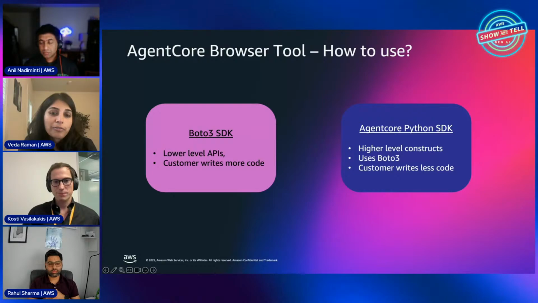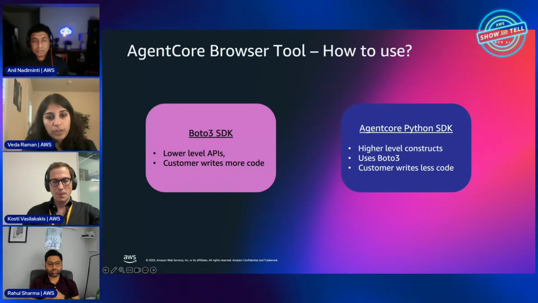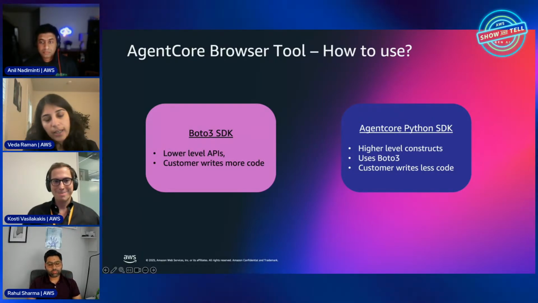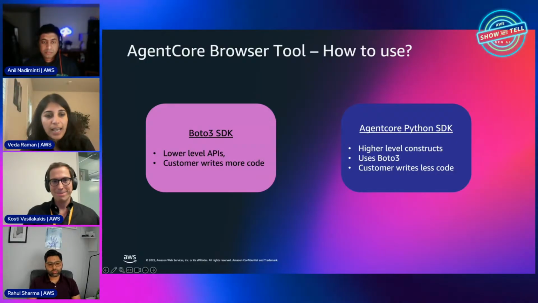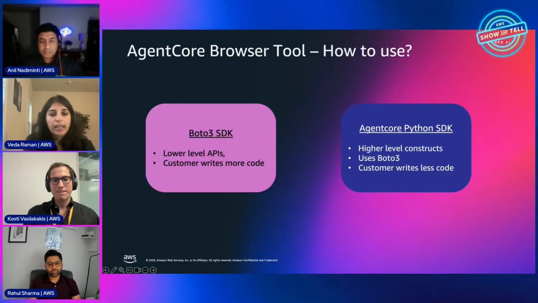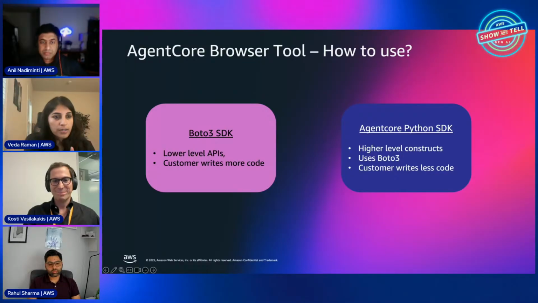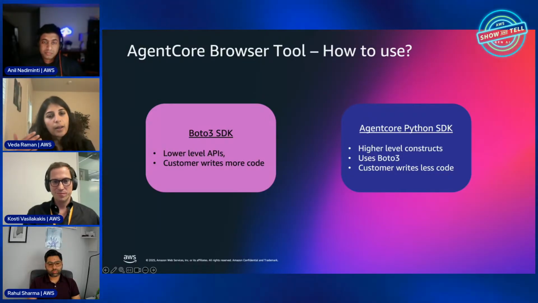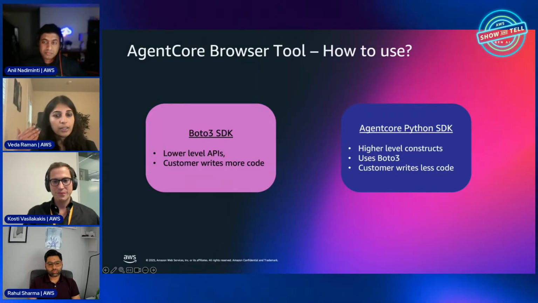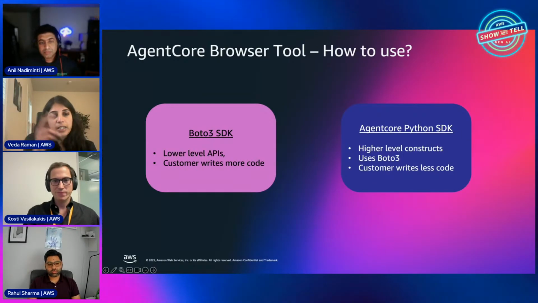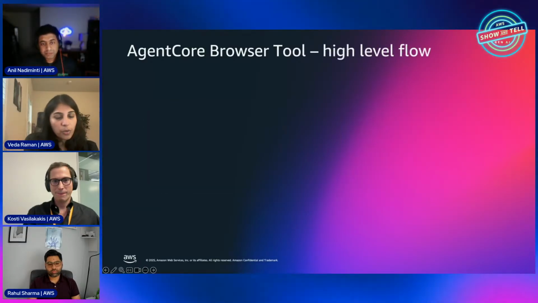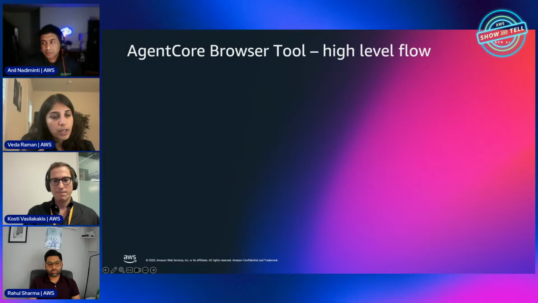But we have also offered another way, which is using the AgentCore Python SDK, which is a little simpler to use because it has higher level constructs. Again, the AgentCore Python SDK uses Boto3 APIs. So using these higher level constructs, you write less code and you use the same set of APIs, but you can get started faster. So these are the two ways, and I'm going to show in the demo how you can use the AgentCore Python SDK to get started.